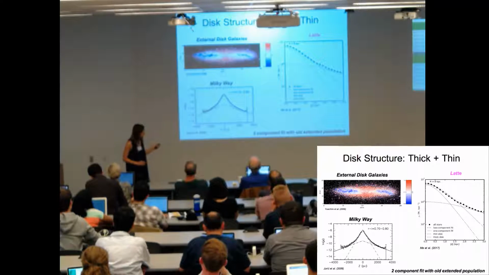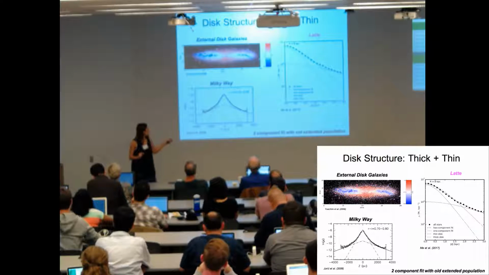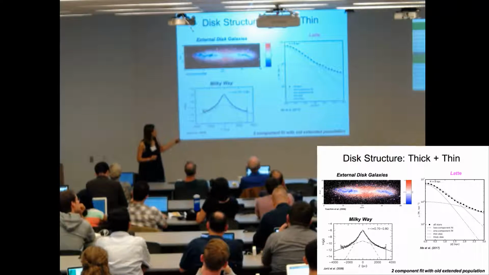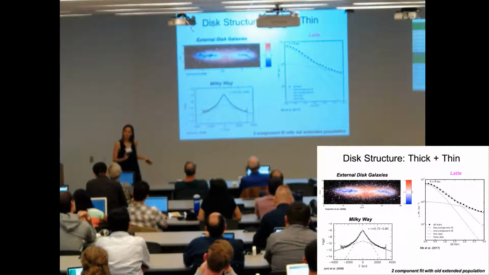If you look at roughly the solar cylinder, and you look at the density of stars, that's what these points are showing here. If you go up out of the plane of the disk and try to fit it with a single exponential profile, which is what is shown by this dotted line here, it doesn't do a good job fitting the data. Instead, you need to move to a two-component fit.